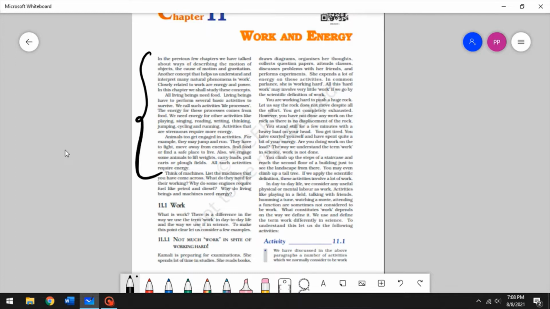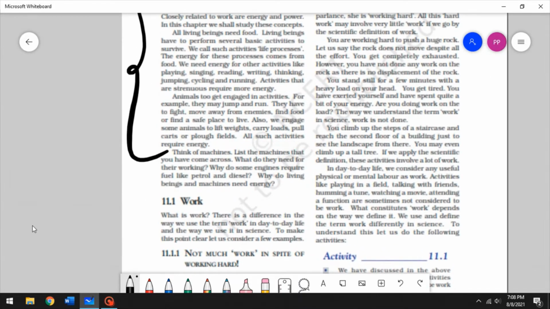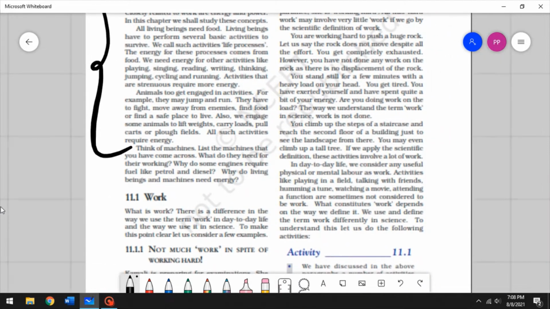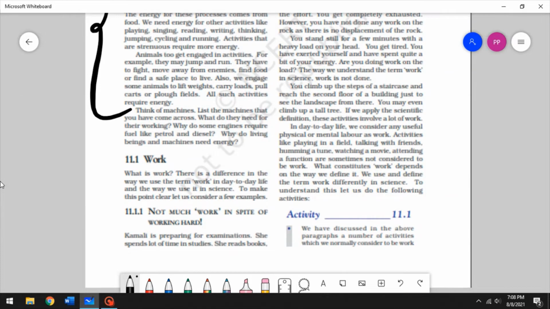There's a difference in the way we use the term work in day-to-day life and the way we use it in science. If you say I'm going to work, and you go to your office and you sit in front of the computer for 8 hours a day, and then you come back home and you say I worked a lot today, that is not work. Even you working on your weak areas is not work. It's not scientifically considered work.